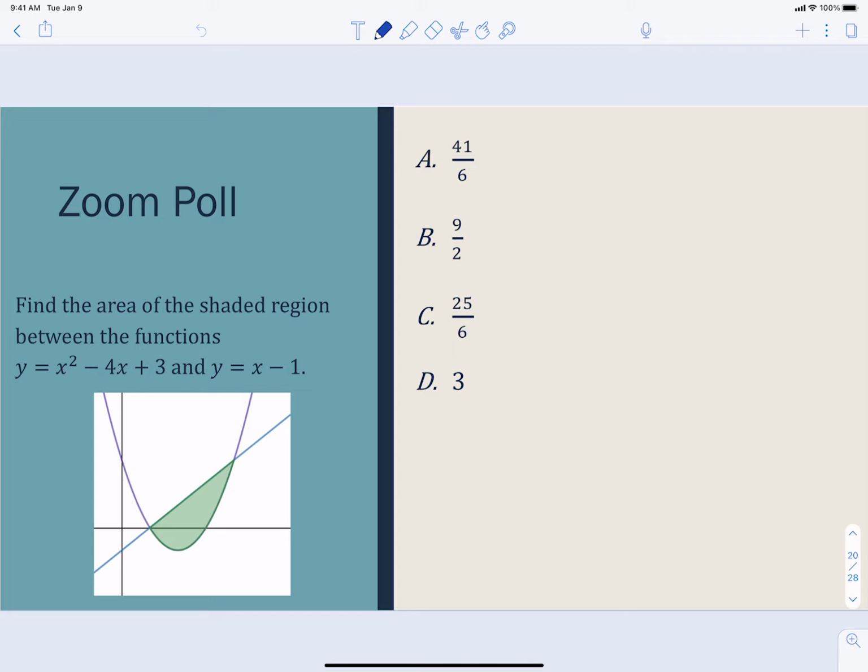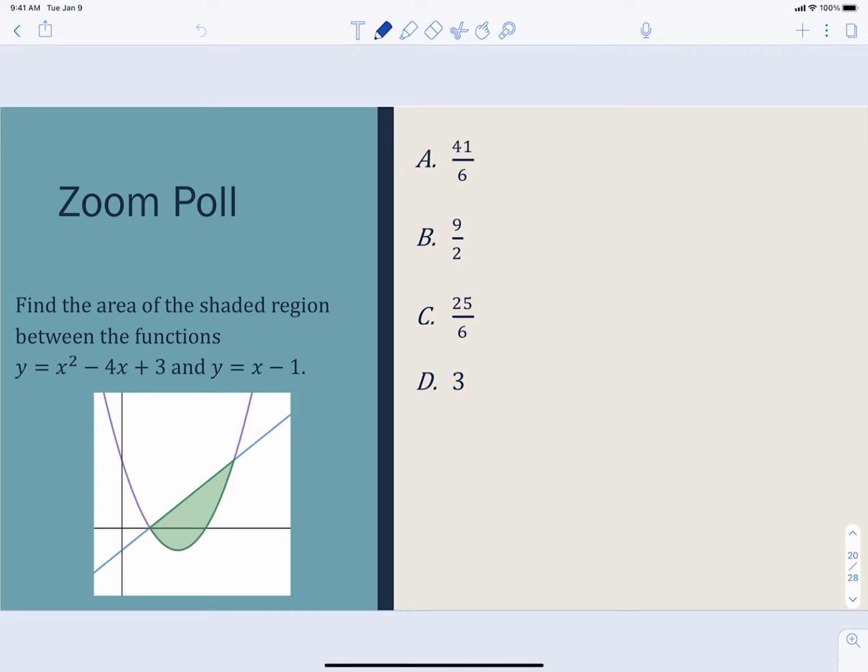So here we've got the area between the two functions y equals x cubed minus 4x plus 3 and y equals x minus 1. We're going to find the area between these two curves. So I'm going to give you a second to hit pause if you would like. All right, now we're going to work through this problem.